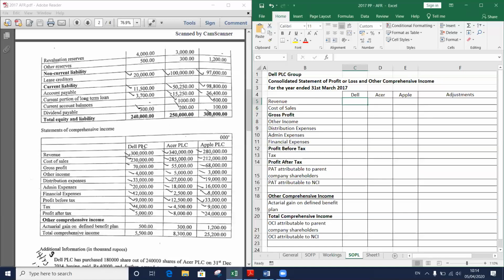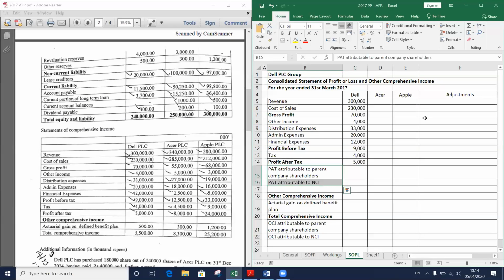For an example, the revenue of Dell PLC is 300,000. Cost of sales 230,000. Gross profit 70,000. Those figures we extract here as they are. 4,000, 33,000, 20,000, 12,000, 9,000, 4,000, 5,000, right?